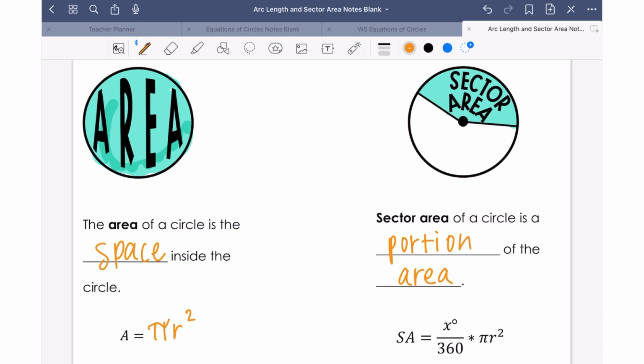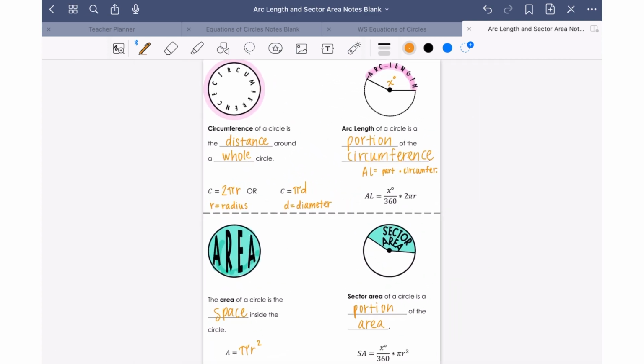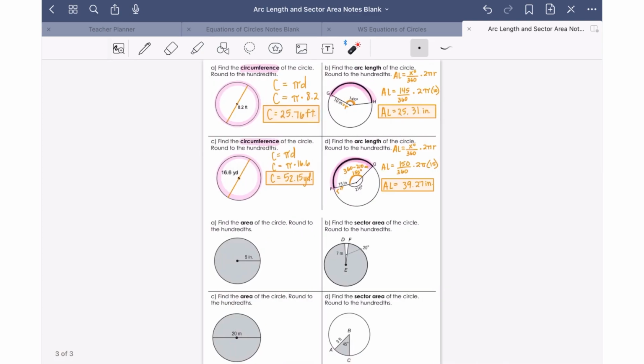Okay? So you can kind of see the difference between all four now that we've completed this part. Circumference is the distance around the circle. Arc length is a part of that circumference. Area is the space inside of the circle. And sector area is, again, a portion of that area in the circle. So let's get started with our examples.